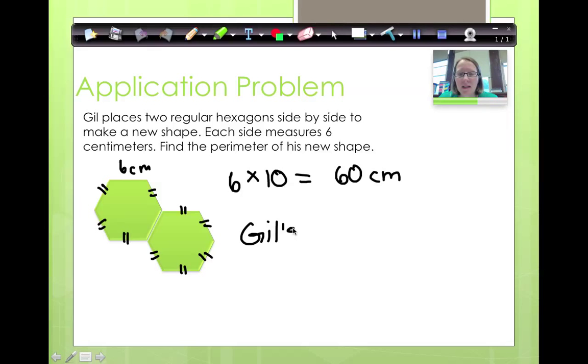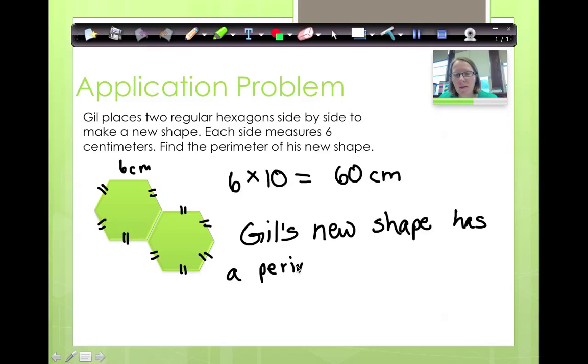Gil's new shape has a perimeter of 60 centimeters. Okay, now we know that. Let's move on.